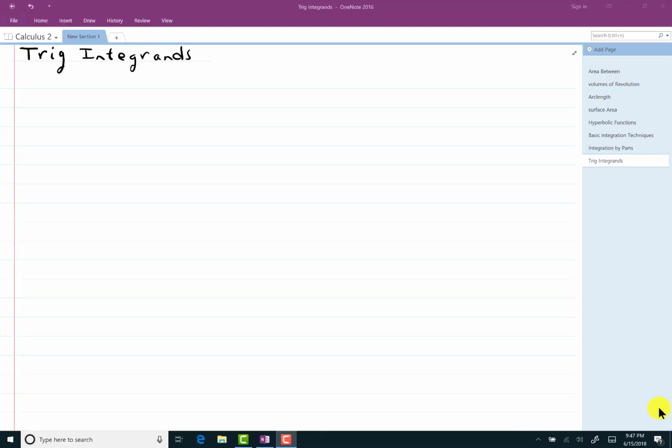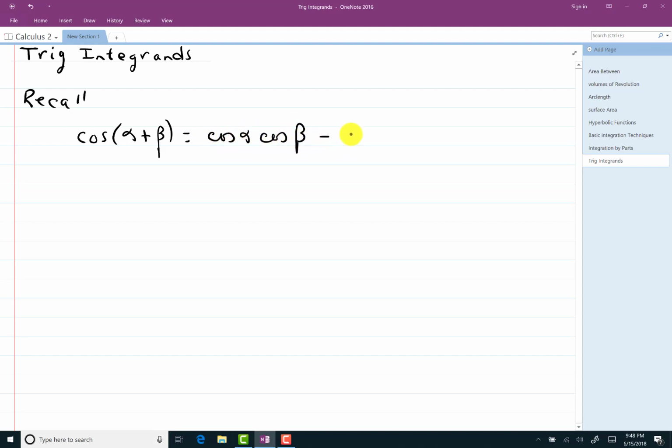In this lecture, we're focusing on integrals that have trig functions in them. Before I do anything else, let me recall some identities that you're supposed to know. So if you can remember, the sum of angle formulas for cosine. So if I have cosine of alpha plus beta, the formula goes cosine of alpha, cosine of beta, minus sine of alpha, sine of beta.